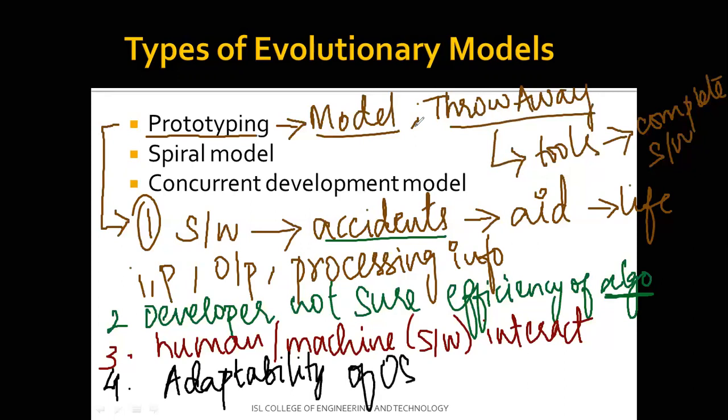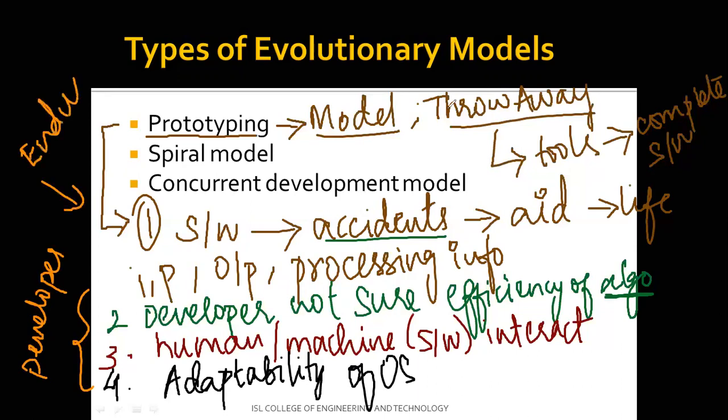So you can see points 2, 3, and 4 focus upon the developer, and the first point in here is focused upon the end user. Now, because the end user is not clear, you go for prototyping, or else when the developer has got confusion about how the efficiency or how this algorithm is going to work upon this project, or how this human is going to interact with the software that is being developed, or on which operating system this software is going to run, how well it is going to run.